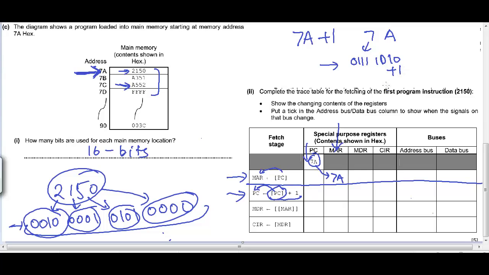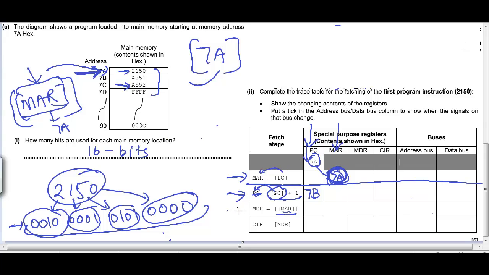When we add 1 to it in binary, 1 plus 0 is equal to 1, and we get 0111 1011. So this is our number in binary form after 1 has been added to it. Now we want to convert this number back into hexadecimal. 1011 is 1, 2, 4 and 8. When we apply the weights, this equals 11, and 11 in hexadecimal is written as B. This is 7. So when we add 1 to 7A, it becomes 7B. So this value 7B is going to be saved in the program counter. In this column we are going to add 7B.